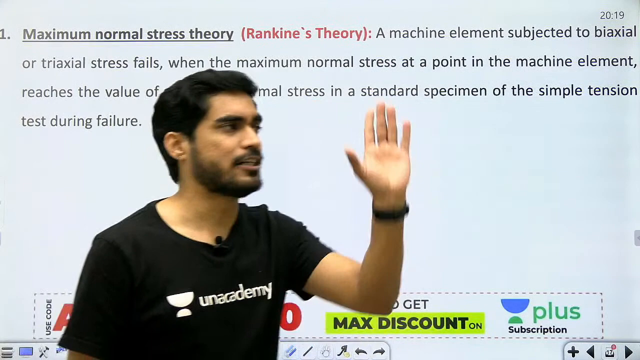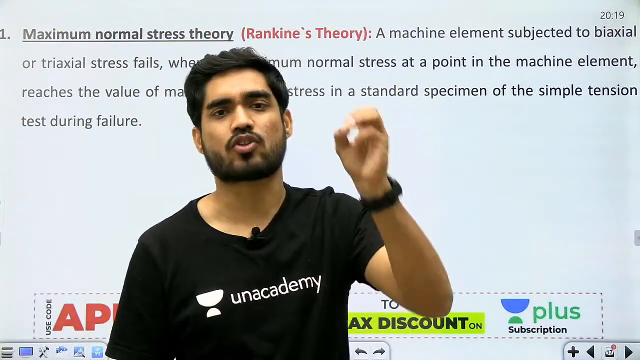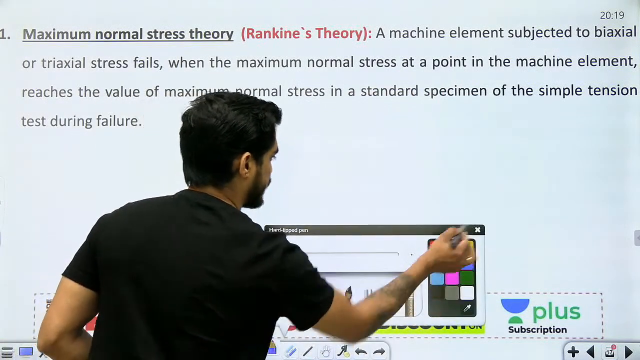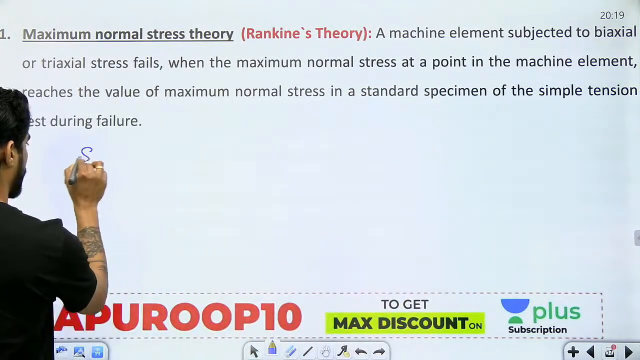तो बेटा first we need to find what is sigma max of specimen. तो सबसे पहले तो specimen को देख लेते हैं. Let's first see the specimen. Okay.